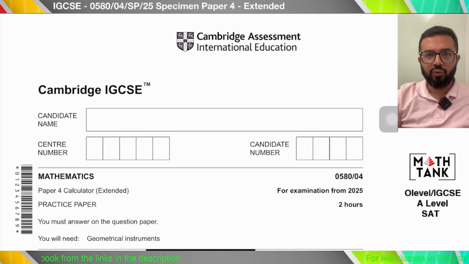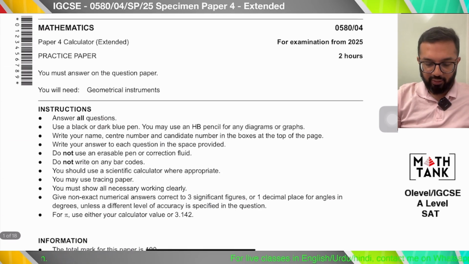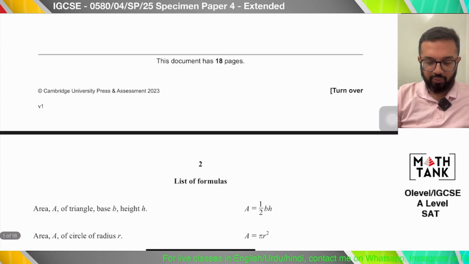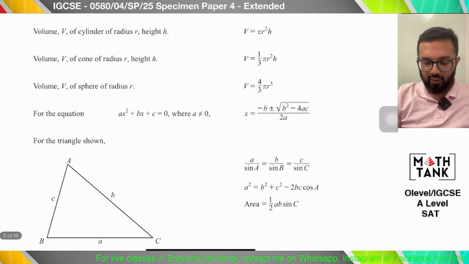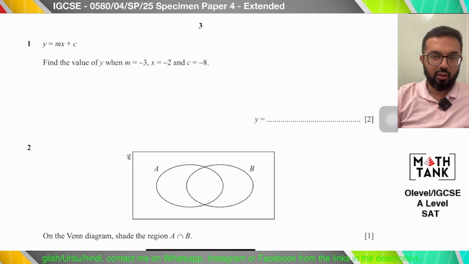This is paper 4 from the specimen paper. This is the calculator paper. You will be able to use a calculator. We know the instructions, we know the formula sheet. Let's see the first question.